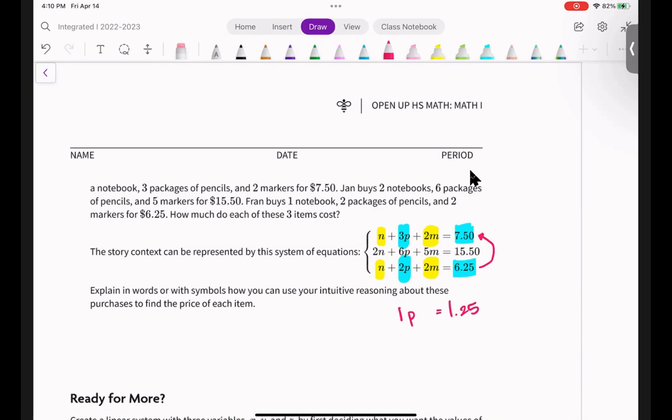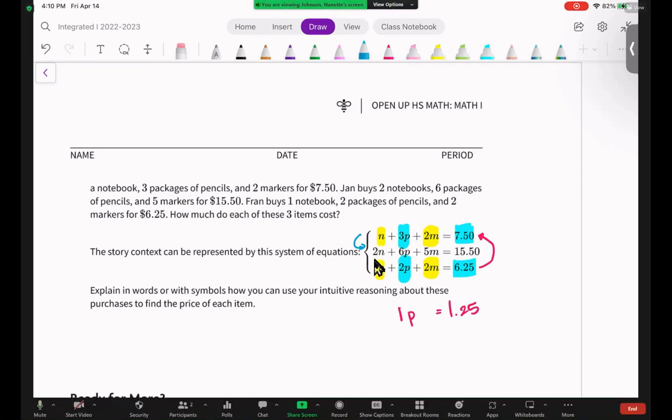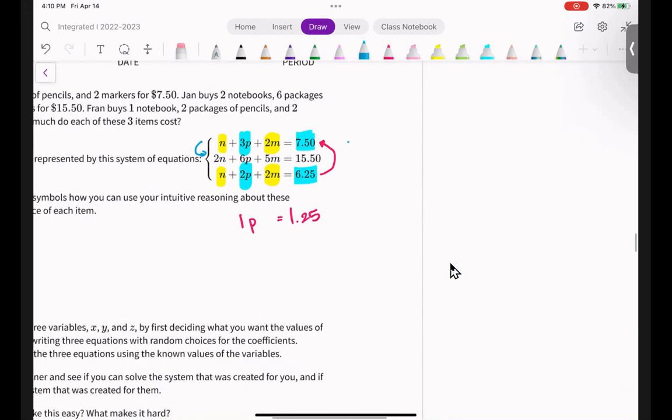Yeah, and so the next one that I see that's pretty neat is the first equation and the second equation are almost like double. N times 2 is 2n, n times 2 is 2n, 3p times 2 is 6p, and then 2m times 2 is 4m. So that's my difference there. That's going to be my 1m. So between these two, double the first one.